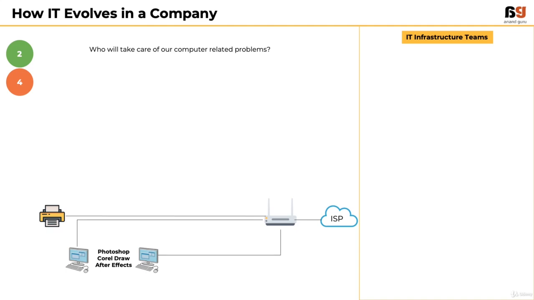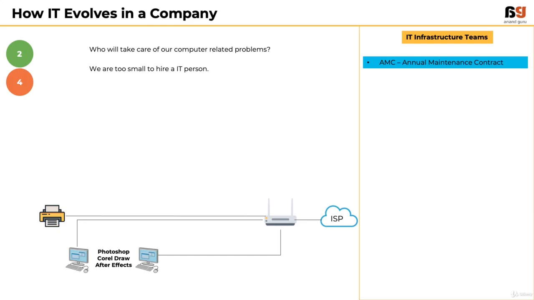It doesn't make sense to hire a dedicated person as we are a small company and we might not have that many computer issues. So we will go for something called AMC, Annual Maintenance Contract. According to this contract, the vendor who supplied the computers will help us in case we have any technical issues with our computers and other IT assets.